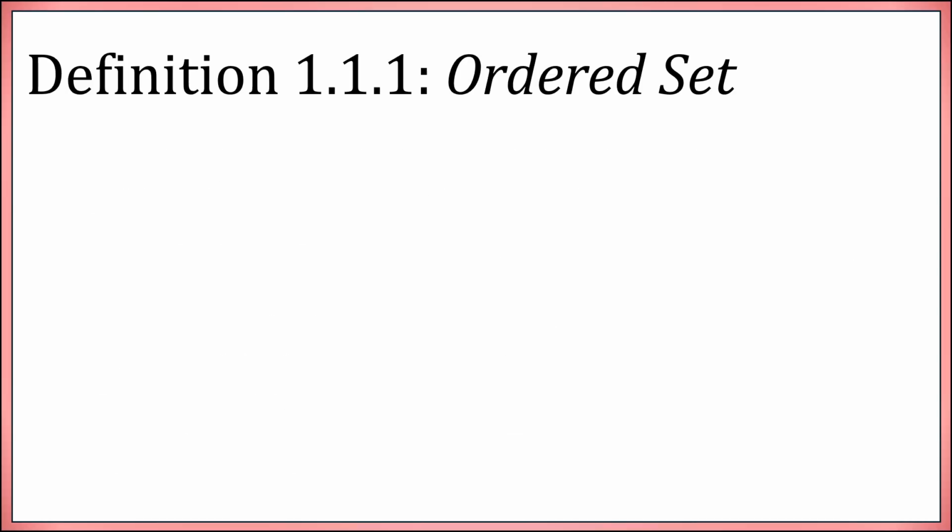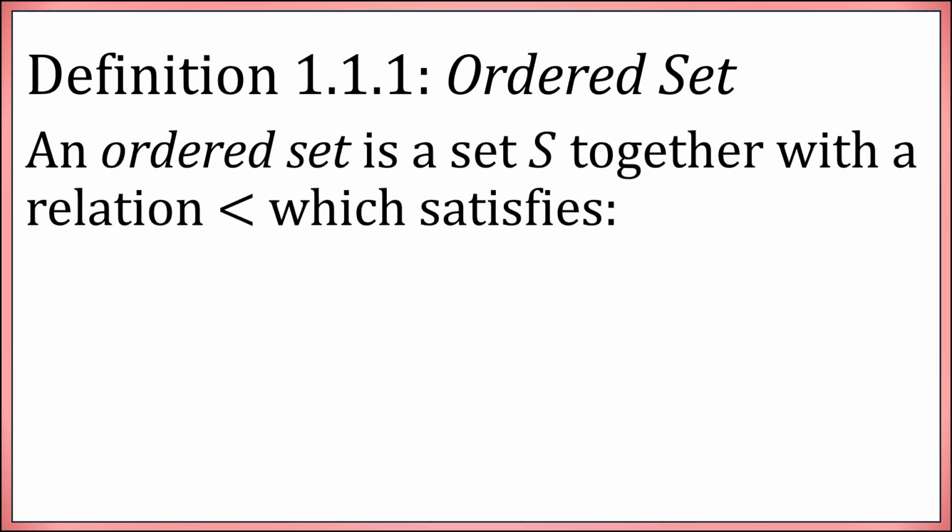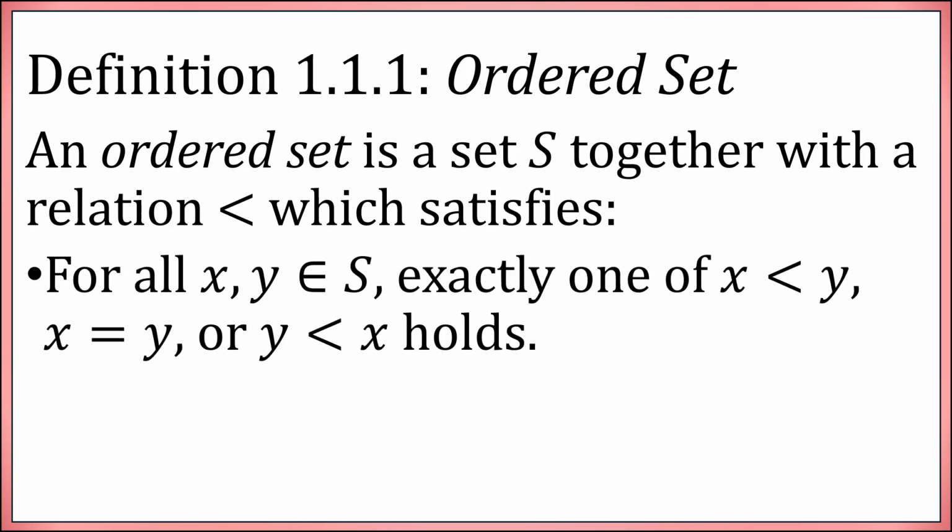So first, let's talk about what it means to be an ordered set. So an ordered set is a set with a relation, and we're going to use this less than symbol, so that if you pick any two elements of the set, exactly one of the following holds. x is less than y, x happens to be the same element as y, or y is less than x. So if you take two elements out of the set, if they were the same element, great, they're equal to each other. If they're not the same element, then one of them is less than the other.